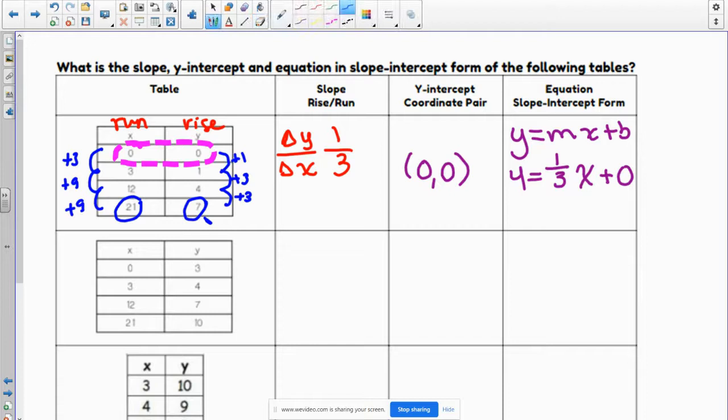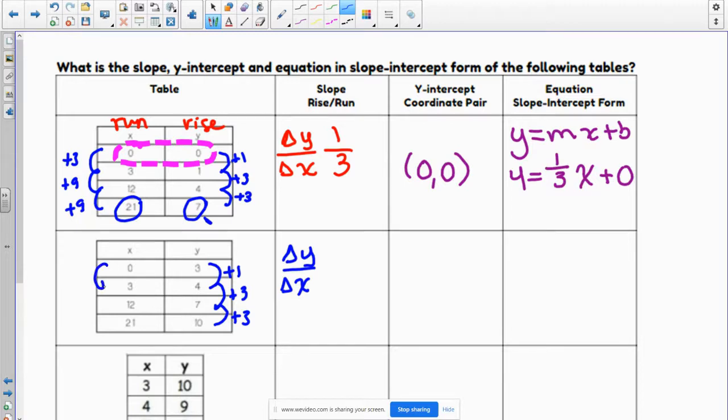Next one, again, we're looking for the change of the y, which is your rise, over the change of your x, which is your run. So the change here is from 3 to 4 is just a change of a positive 1. From here to here is 4 up to 7 is a change of 3. And from 7 up to 10 is a change of 3. It looks very familiar. A little bit different numbers, but we're still getting that same change.